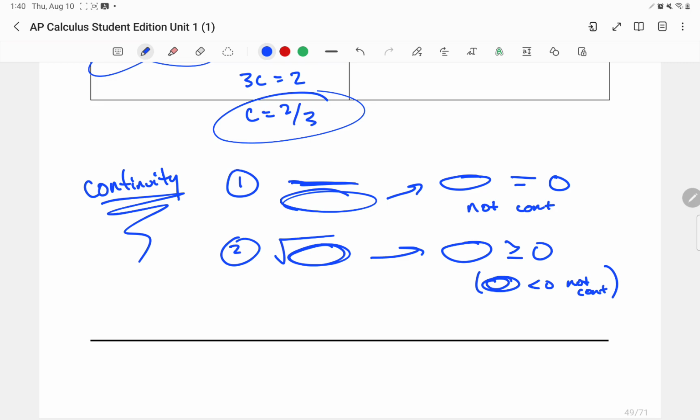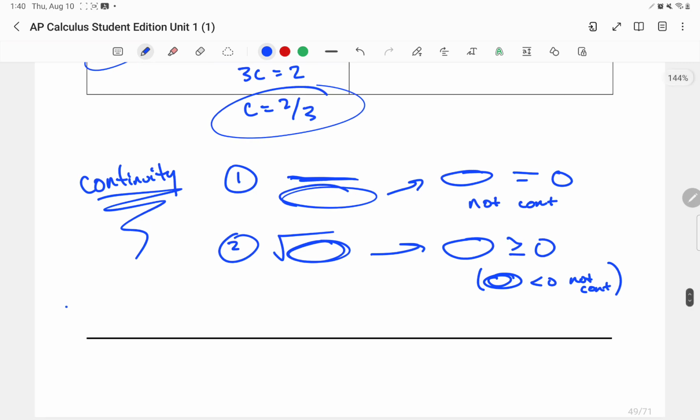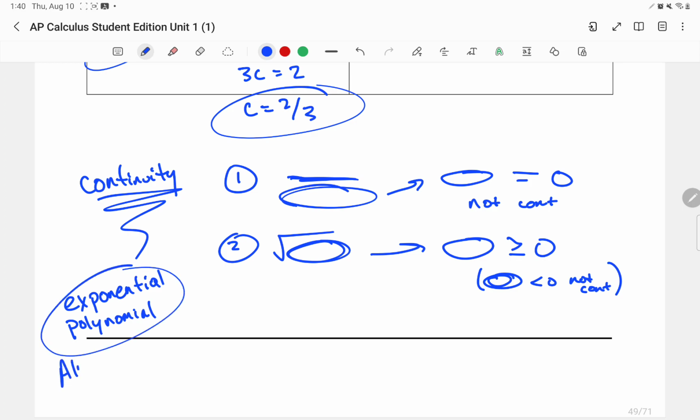Now, exponentials, like e to the x, 3 to the x, anything like that, and polynomials, we don't have to worry about, like x cubed plus 1, x squared plus 2x minus 8. These are awesome because they are pretty much always continuous. Same thing with sine theta and cosine theta. Okay, so sine theta, cosine theta, always continuous.